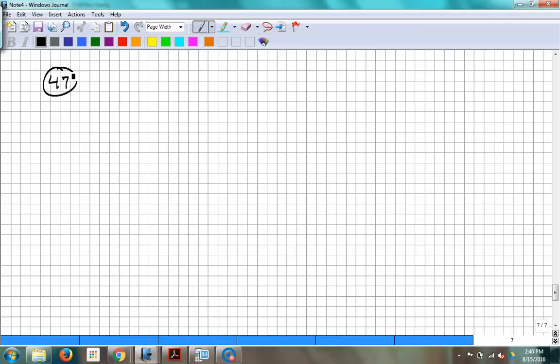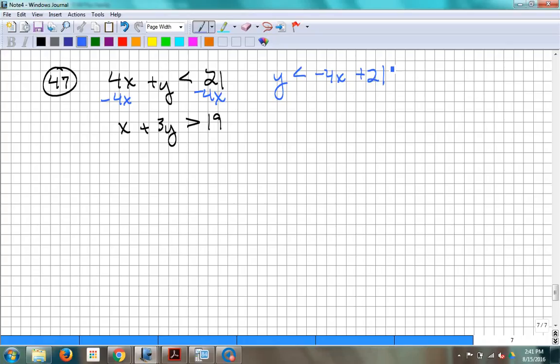It should. So we've got 4x plus y less than 21, and then we have x plus 3y greater than or equal to 19. So I'm going to get y by itself on that first one. Subtract 4x. Y is less than negative 4x plus 21. So pretty big y-intercept there, but that's okay. We'll work with it. And then let's get y by itself on the other one.